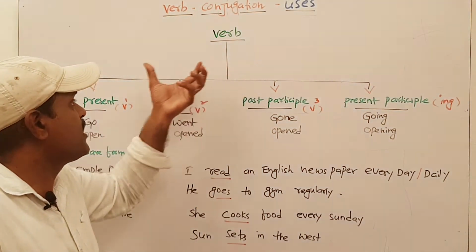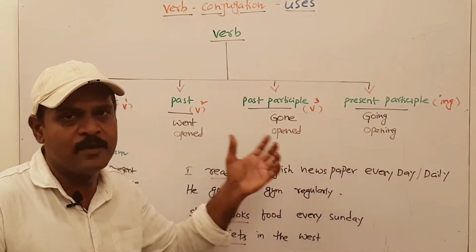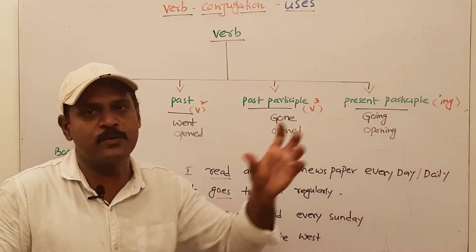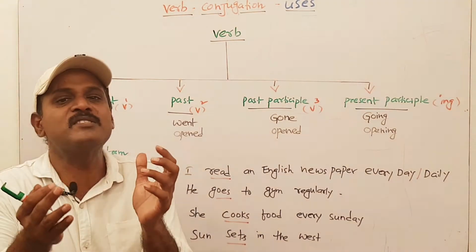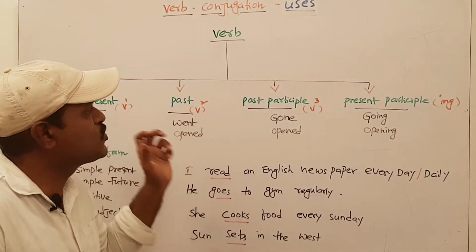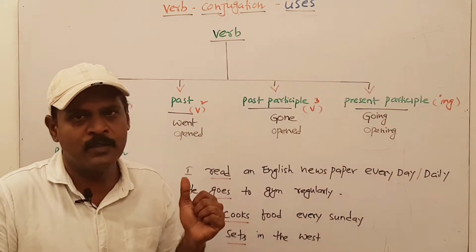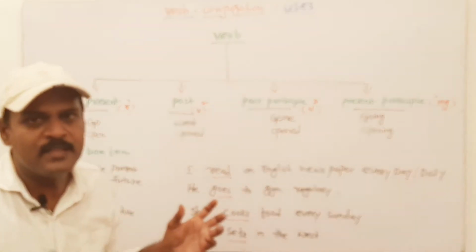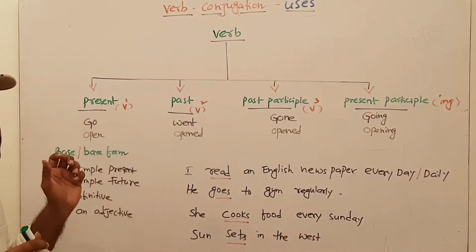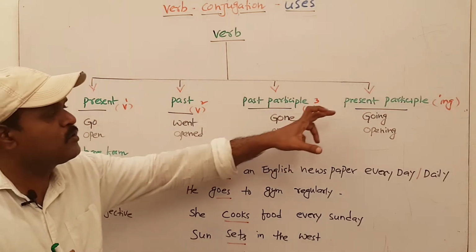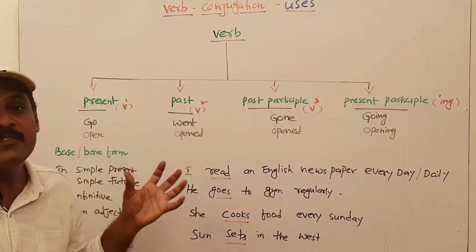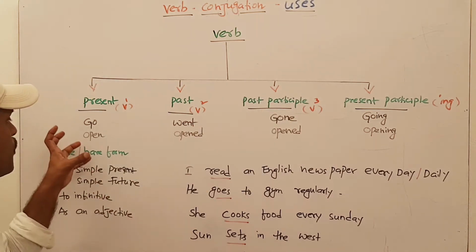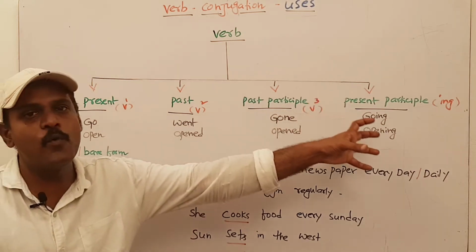Friends, every verb has four forms like this: present, past, past participle and present participle. For our convenience, we can say like this: V1, V2, V3 and ing form. Every verb in English has the following four forms. Example, we take go: go, went, gone, going. The next one, open: open, opened, opened, opening.